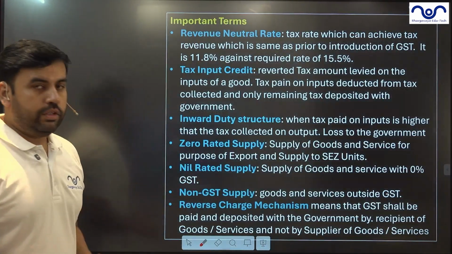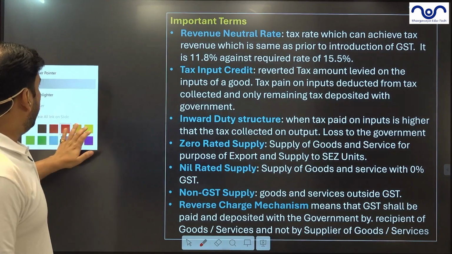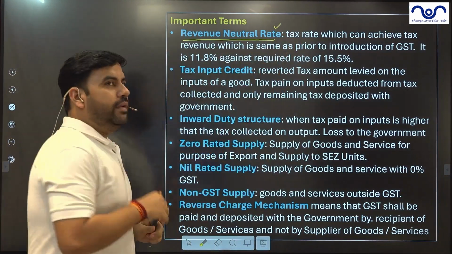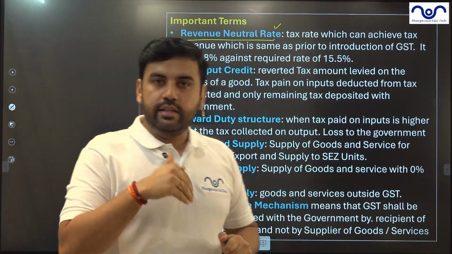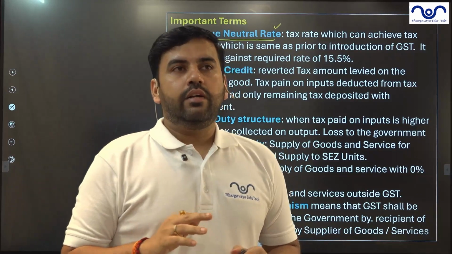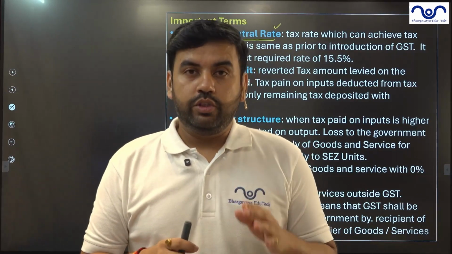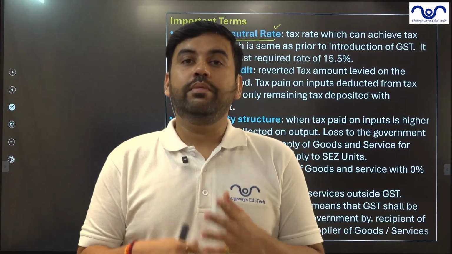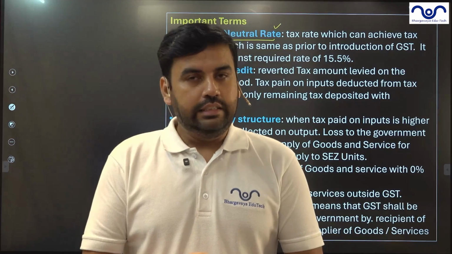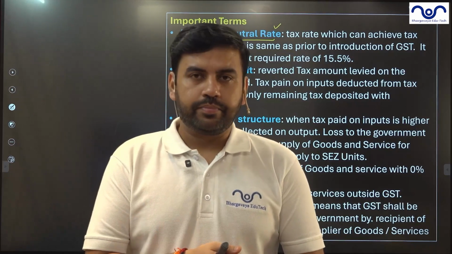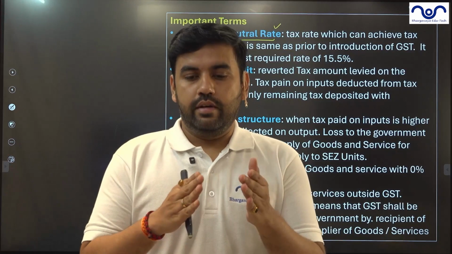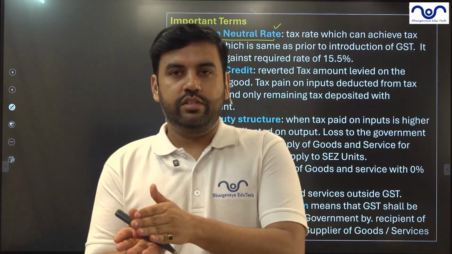Important terms related to the GST. These important terms are, first, revenue neutral rate. Now the biggest question which was there while GST was being implemented: what if the total revenue collection of specific states gets reduced after the imposition of GST? What will happen in that case?